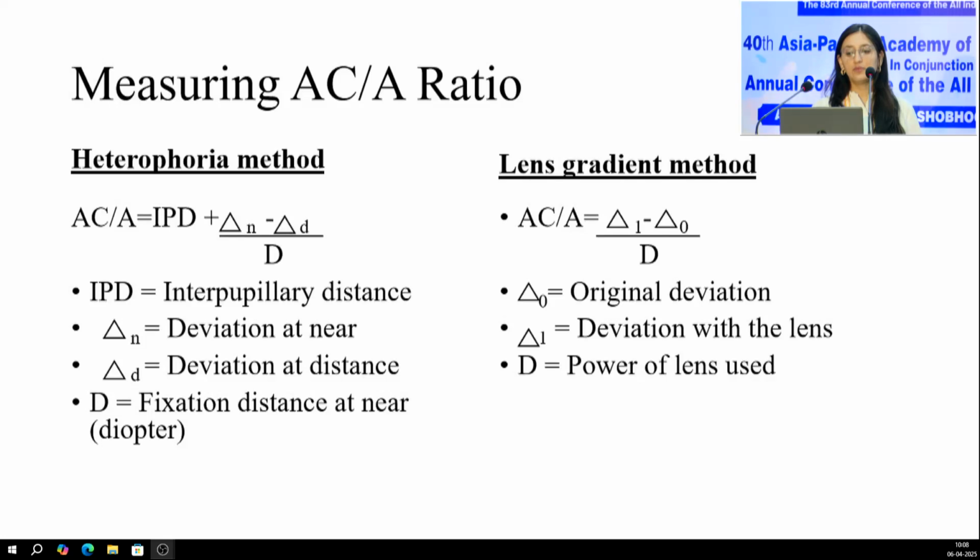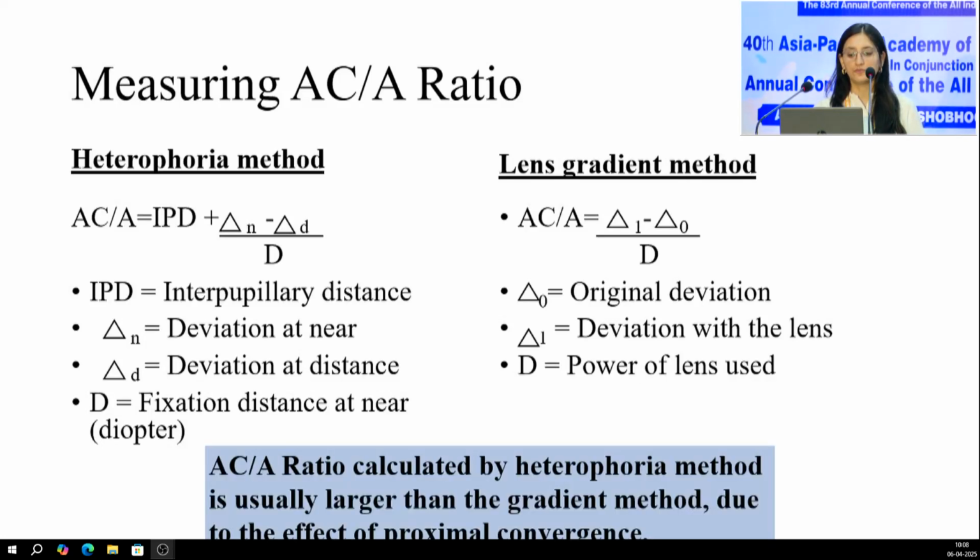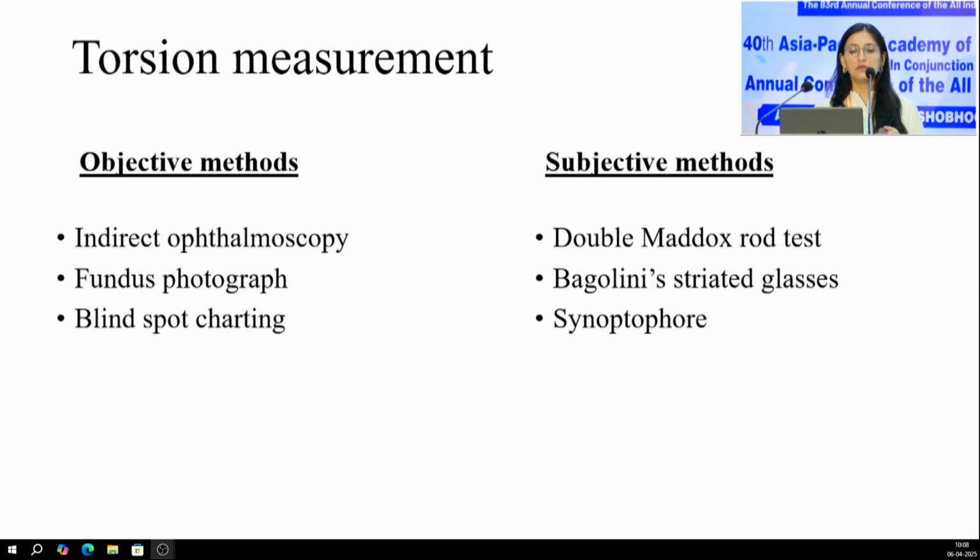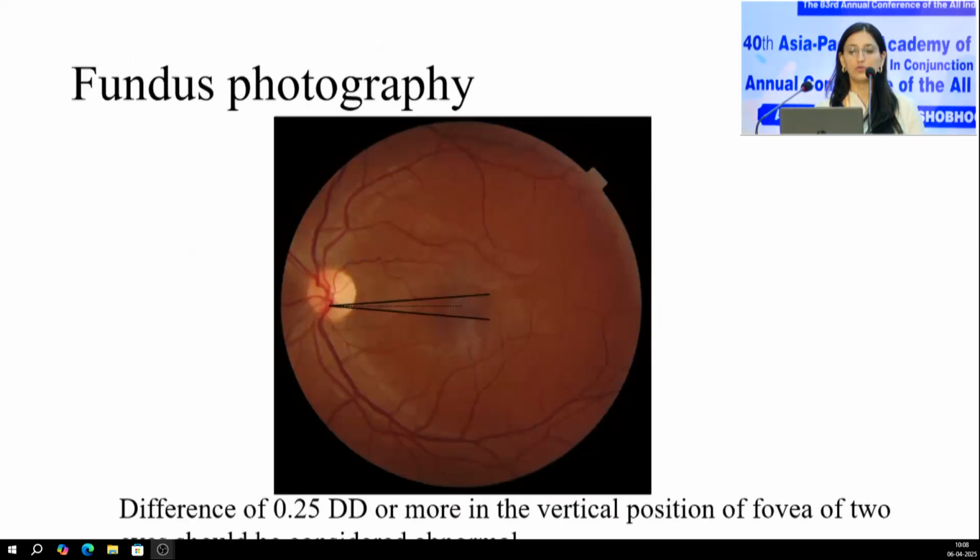In the lens gradient method, we do not change the patient, but we use lenses to change the accommodative status. So minus glasses will increase accommodation and plus glasses will decrease accommodation. Torsion can be measured using indirect ophthalmoscope, fundus photograph, blind spot charting, or by double Maddox rod, Bagolini, and synoptophore.